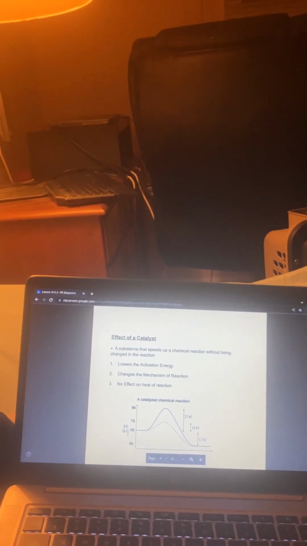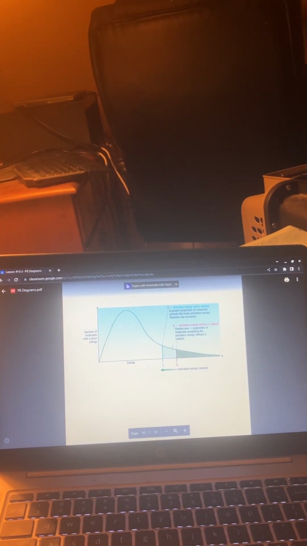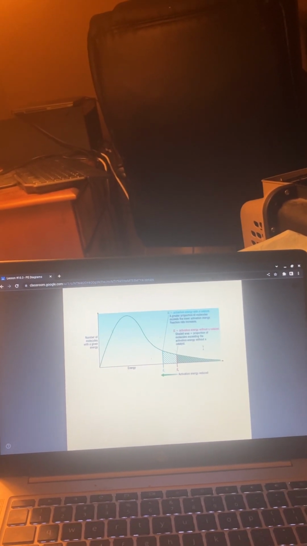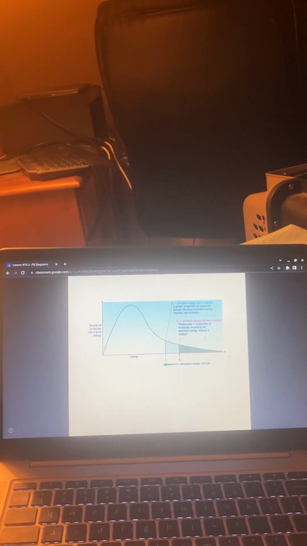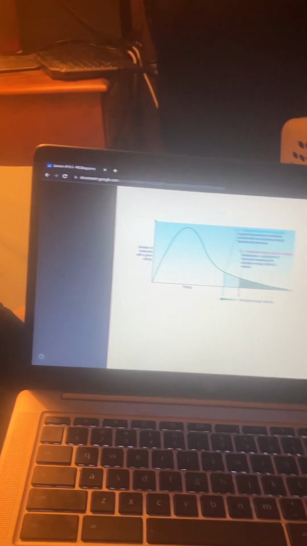It has no effect on the heat of reaction, changes the mechanism of the reaction, and lowers the activation energy. Also, a greater amount of molecules exceed the required activation energy. So as you can see in this diagram, more can react with a catalyst.